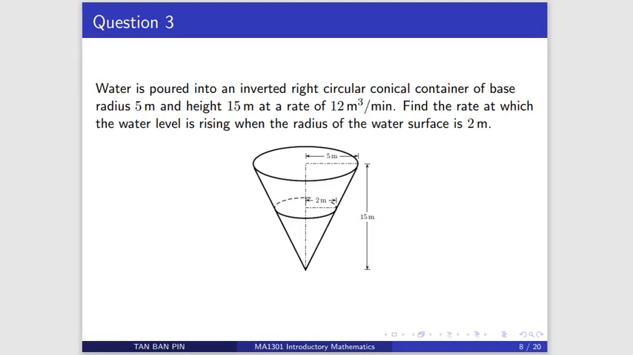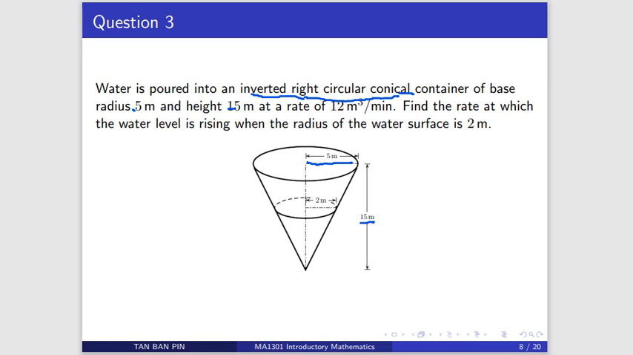Question 3 is about rate of change. We are looking at an inverted right circular conical container, and we are given the base is 5 meters. So here is 5, from here to here is 5 meters, and the height is 15.